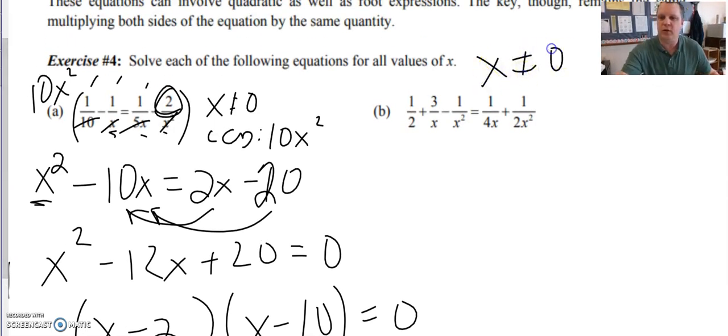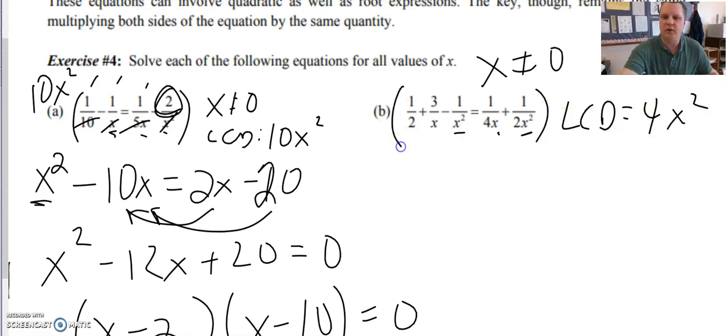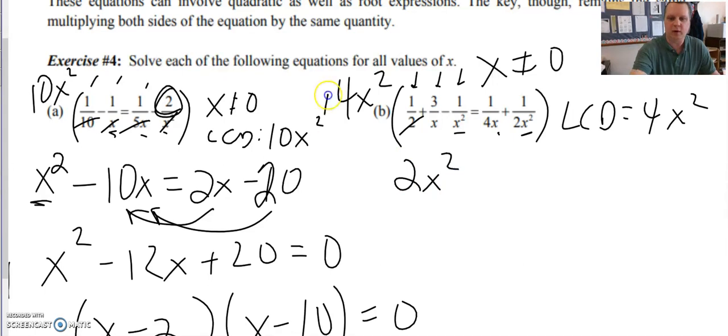X cannot equal 0. Always take that into consideration right there. LCD, 4x squared. Multiply everything by 4x squared. So that means that the 2 cancels. Don't forget what's up here in the top. See how many ones they give you, and then they throw you a 3. That won't happen on the regions. So 2 goes into the 4x squared. You're left with a 2x squared. And then x goes into 4x squared with a 4x.